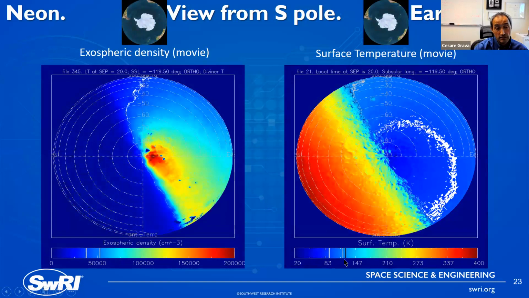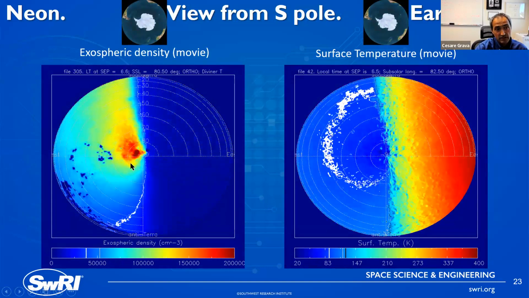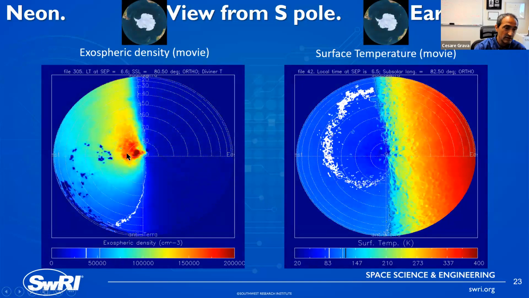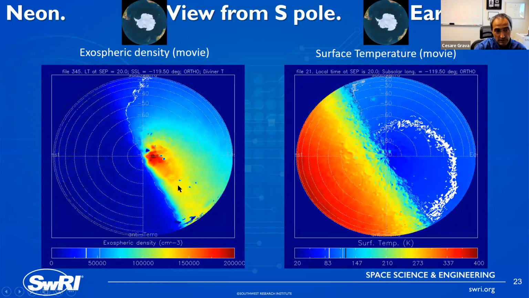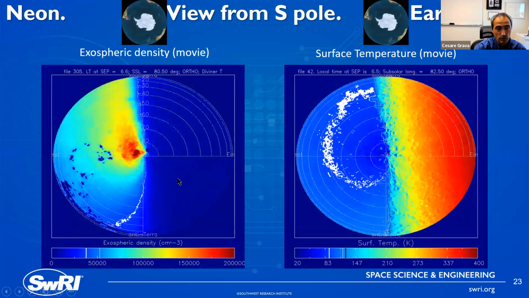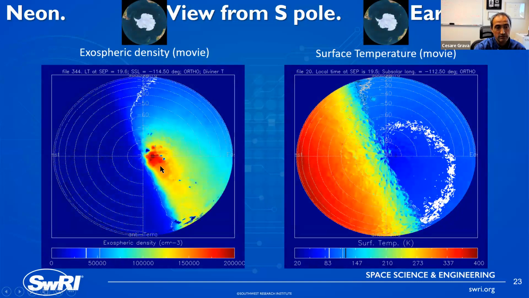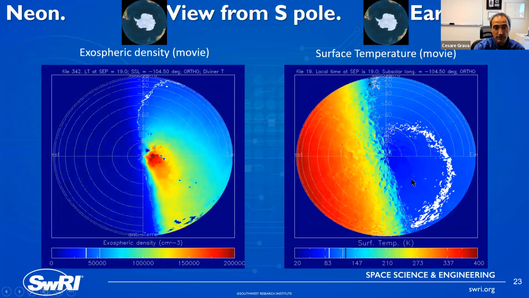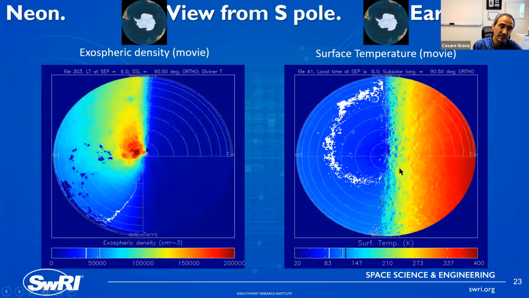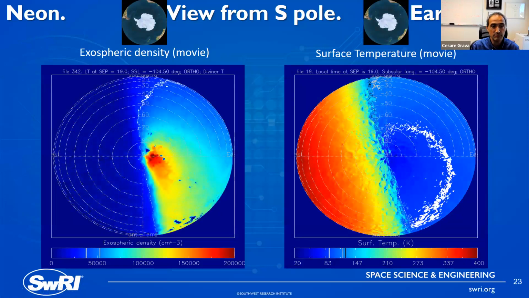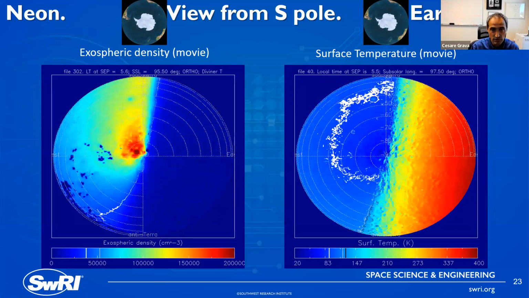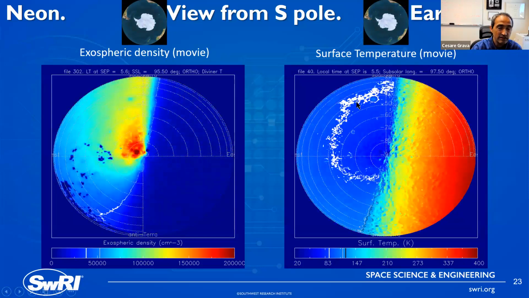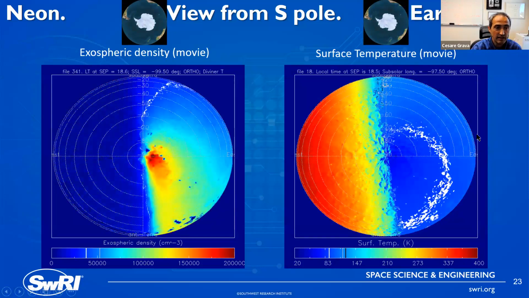So interestingly, the exospheric density is highest at pre-dawn and high latitudes. And this is an example of surface temperature. So again, this gas, neon, is mainly dependent on the surface temperature.